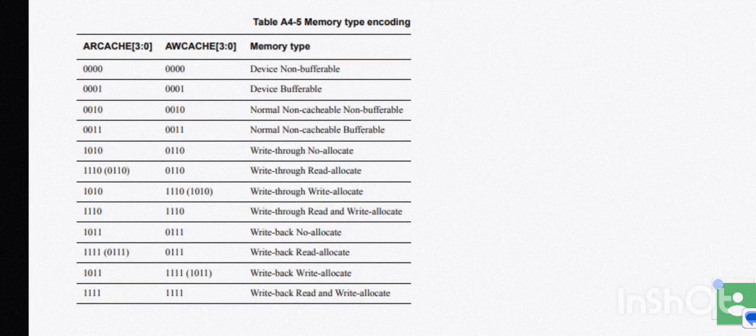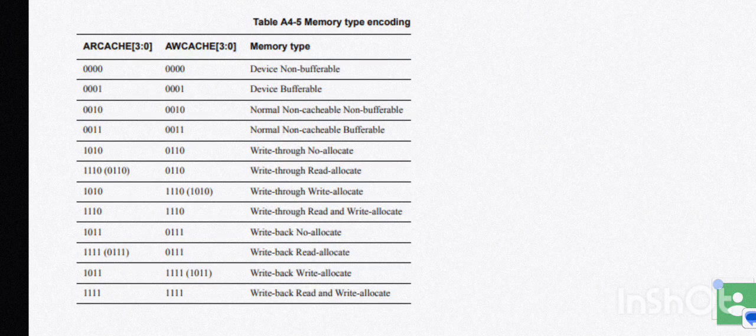For normal non-cacheable bufferable, that is 0011. The write response can come from an intermediate point. Writes must eventually reach the final destination. Read data can come from the final destination or a pending write. Transactions are modifiable. Writes cannot be merged. Overlapping transactions with the same ID must stay ordered.